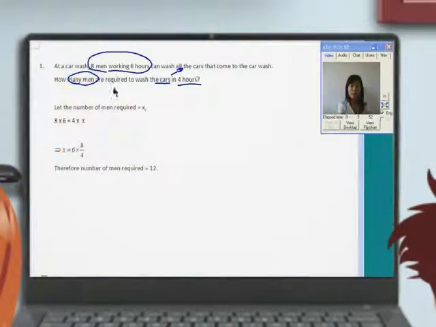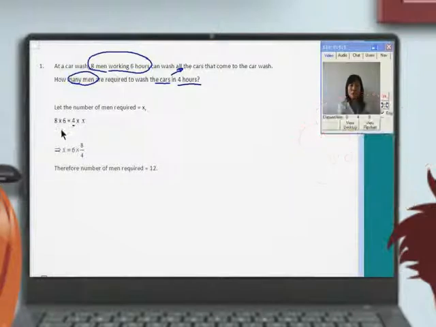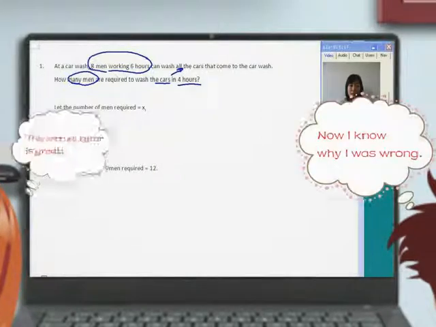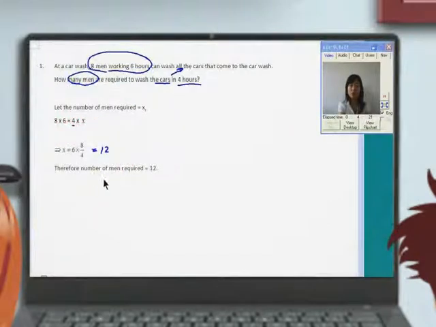So if we want to find the number of men in 4 hours, the number of men must be more. So let the number of men required be x. So we have 8 times 6, that is the man hours needed to wash all the cars. And now we have 4 hours instead of 6 hours. We have 4 times x. So both the man hours should be the same. So this is the equation that we will form. And if we solve this, x will be equal to 6 times 8 over 4. That will be equal to 12. So therefore, the total number of men required is 12.